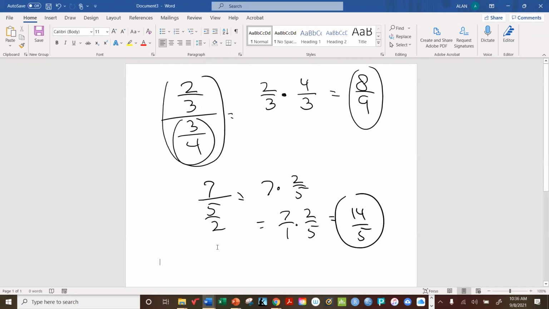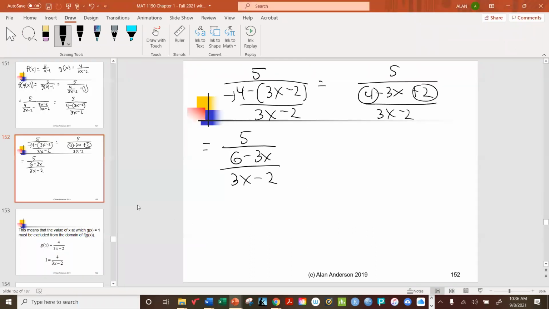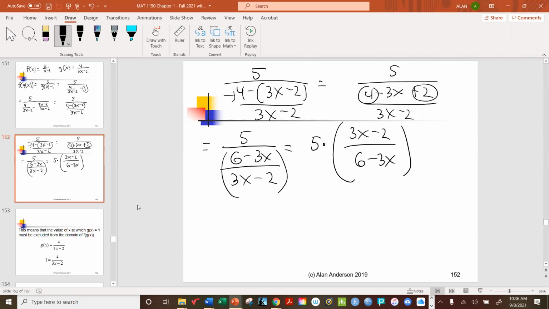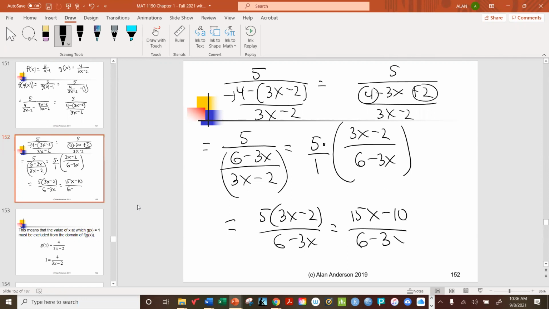So I want to do something like that here. I'm going to rewrite this as 5 times the inverse of this expression, with the understanding that 5 is implicitly 5/1. So in the numerator, I have 5 times (3x minus 2). Down here, I have 6 minus 3x. And ultimately, I wind up with (15x minus 10) over (6 minus 3x). Now, what does that get us?